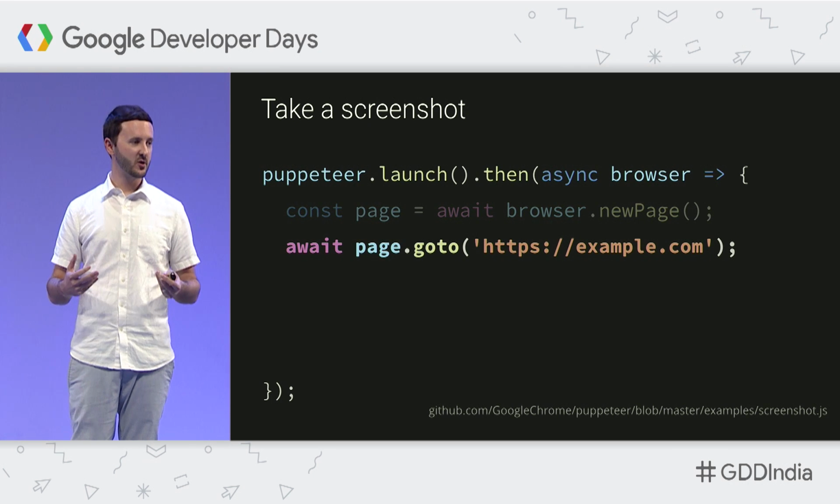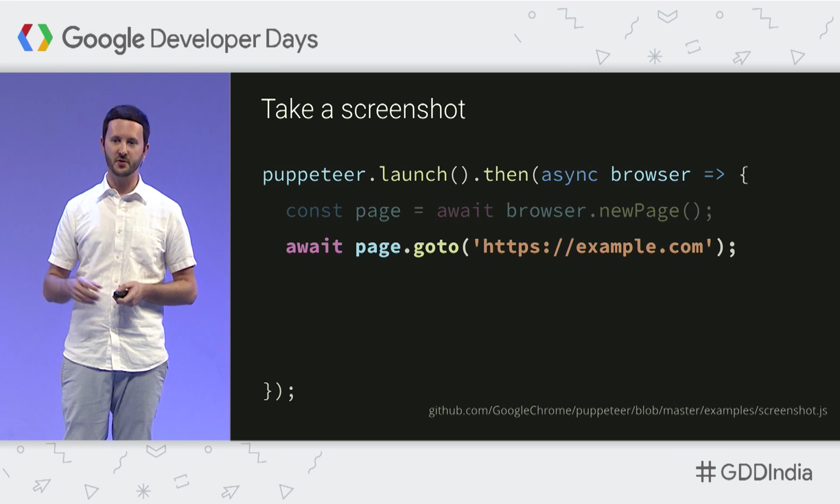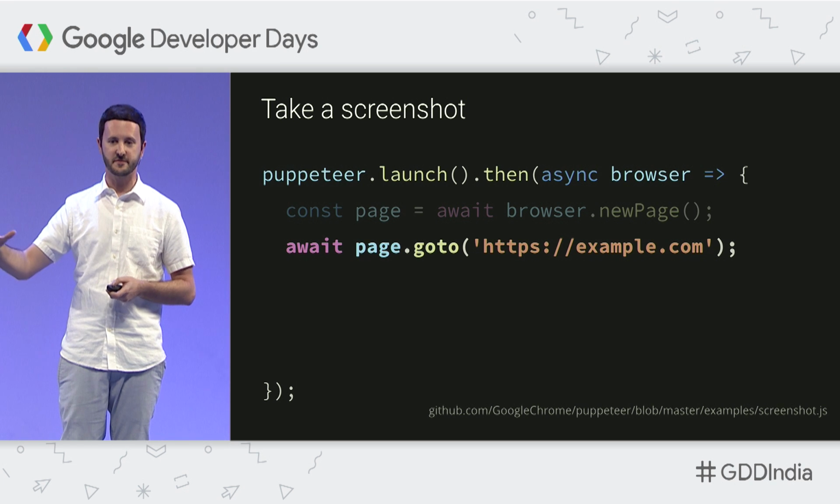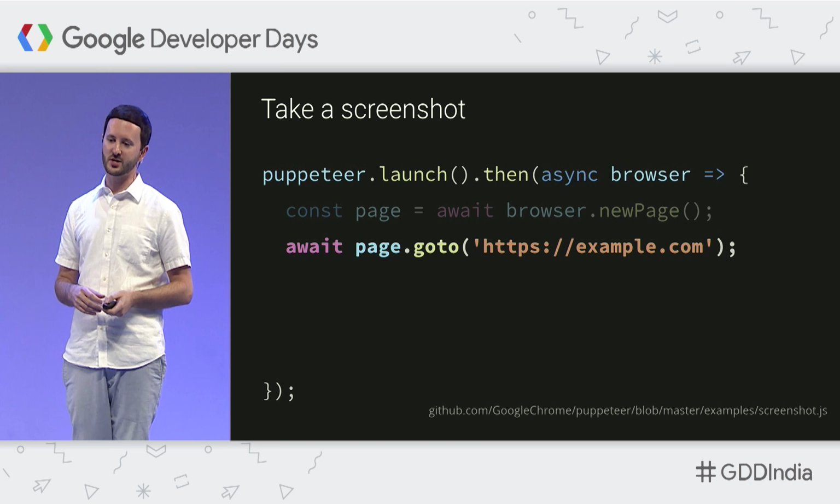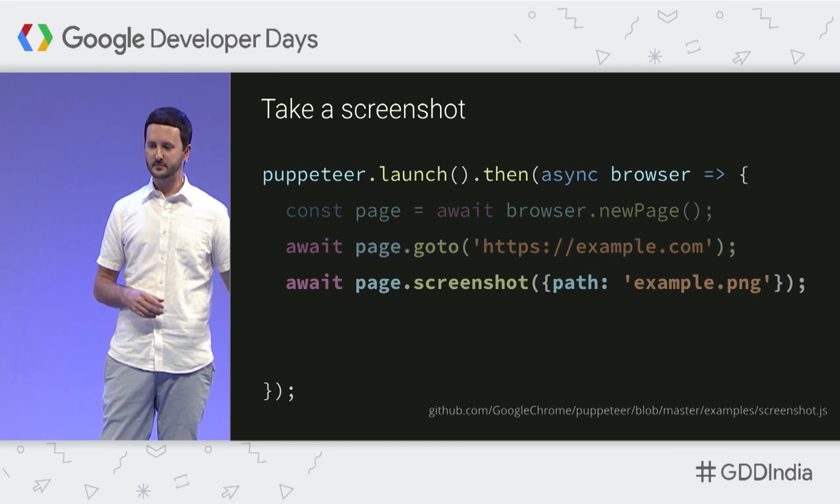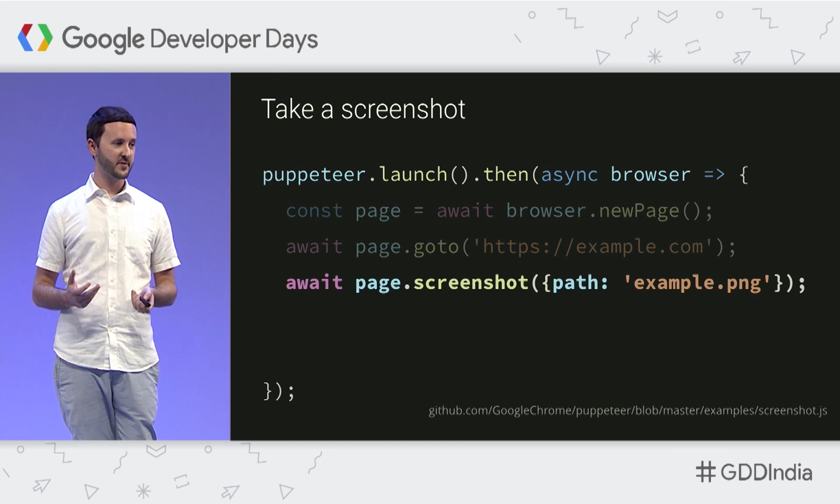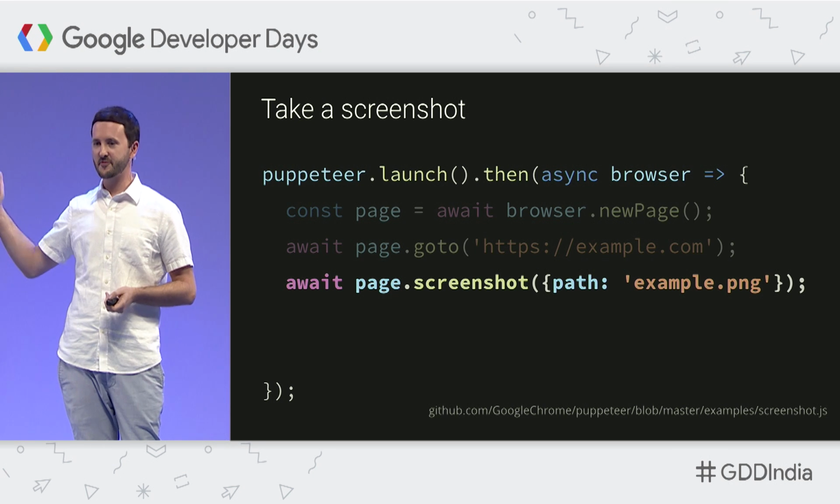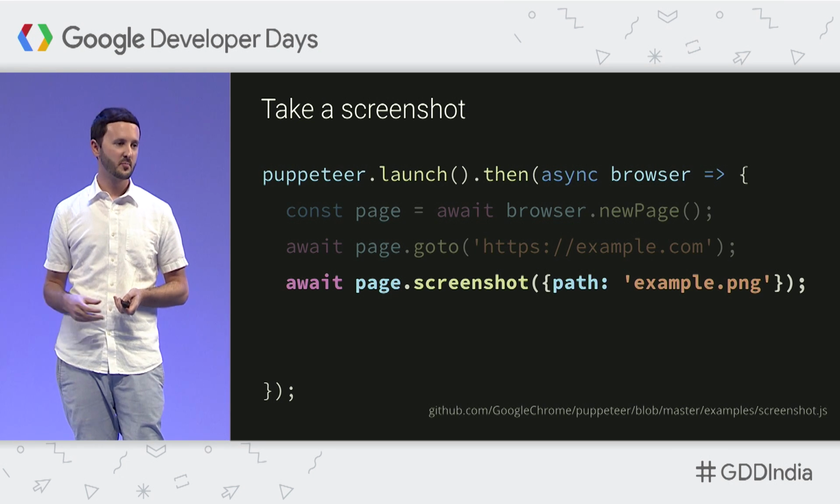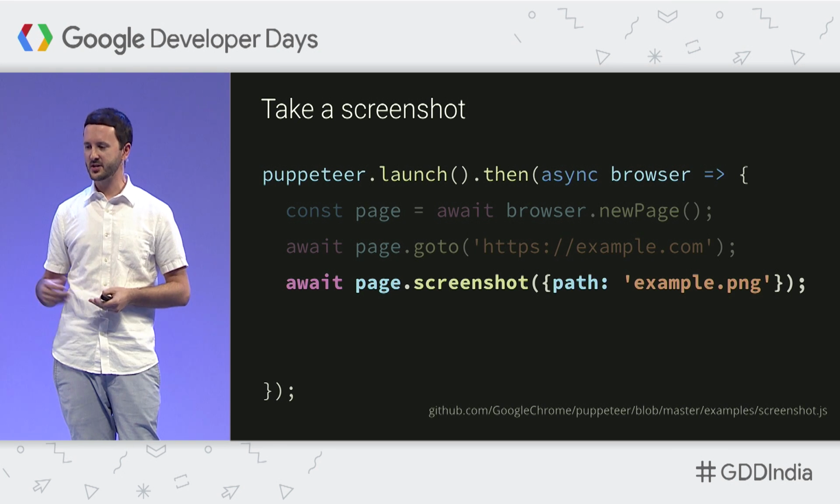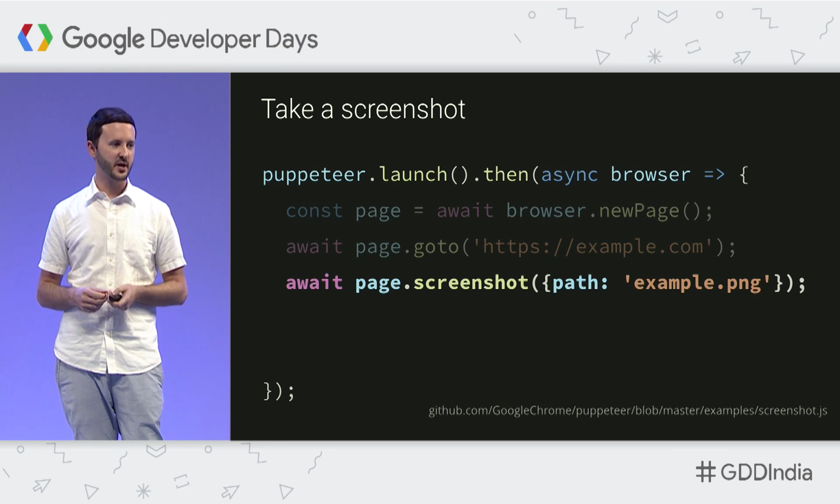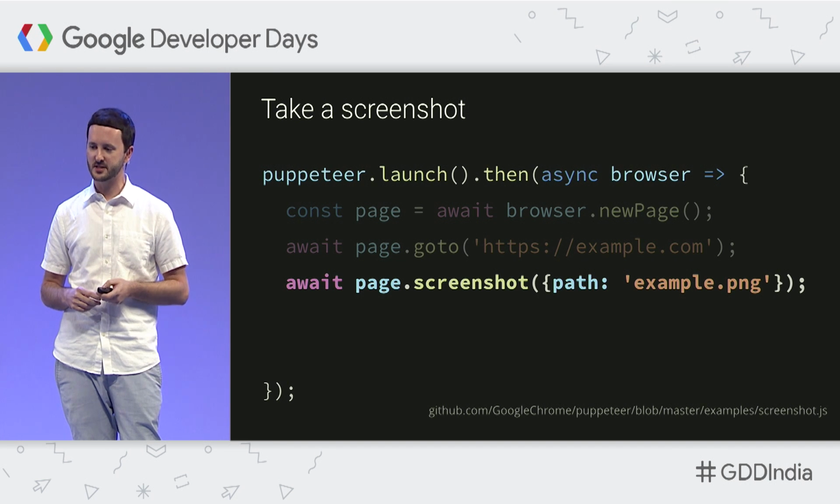We'll use page.goto to navigate to example.com. What this is going to do is wait for the load event to fire, so make sure our page is loaded up and ready to go. And then finally, we're going to take a screenshot of the page itself. Puppeteer has an API for that, page.screenshot. And it's kind of nice. It's got this path property that you can set. You don't have to read a stream or read a buffer or anything like that. You just give it the file name that you want to create, and boom, you have your screenshot on disk.